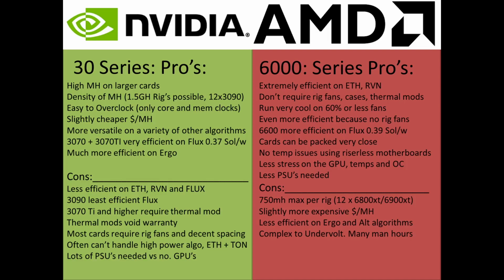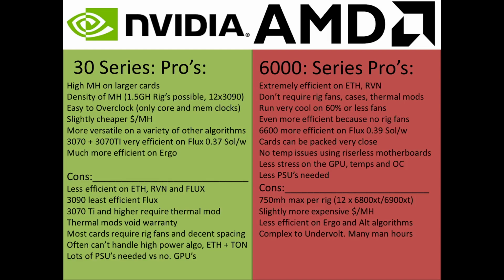Next is slightly more expensive, dollar per mega hash, depending obviously on your area. It's only a small margin in my country for brand new in terms of dollar per mega hash, and if you look secondhand, I actually can do pretty well. Like recently I got a 6600 for $460, which is really good.